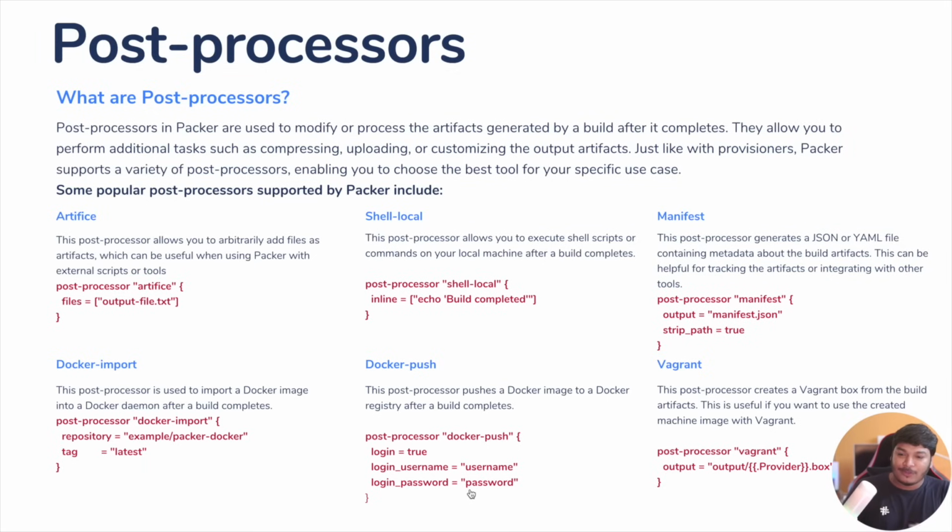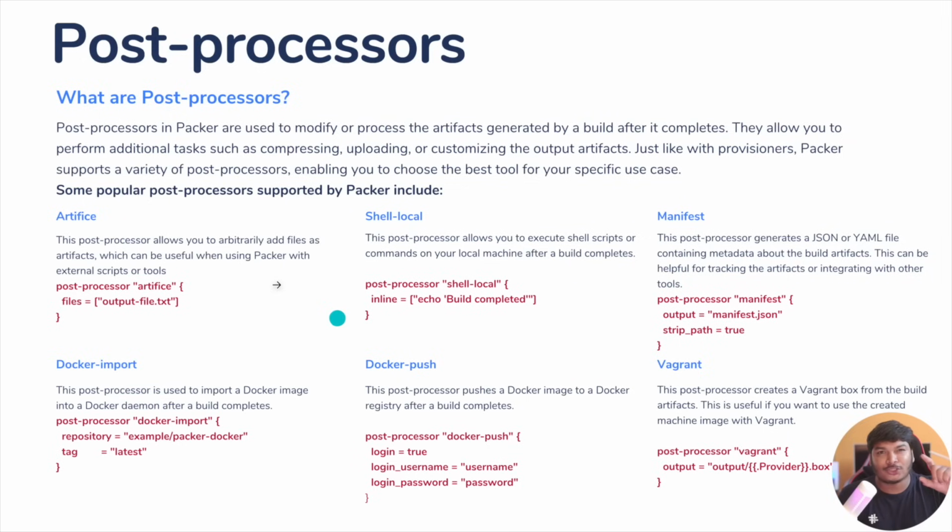For example, we can use artifice here. This post-processor allows you to arbitrarily add files as an artifact, which can be useful when using Packer with external scripts or tools. And you can see the syntax here. So post-processor artifice, then files is equal to the output file. Okay. Then we have shell-local.